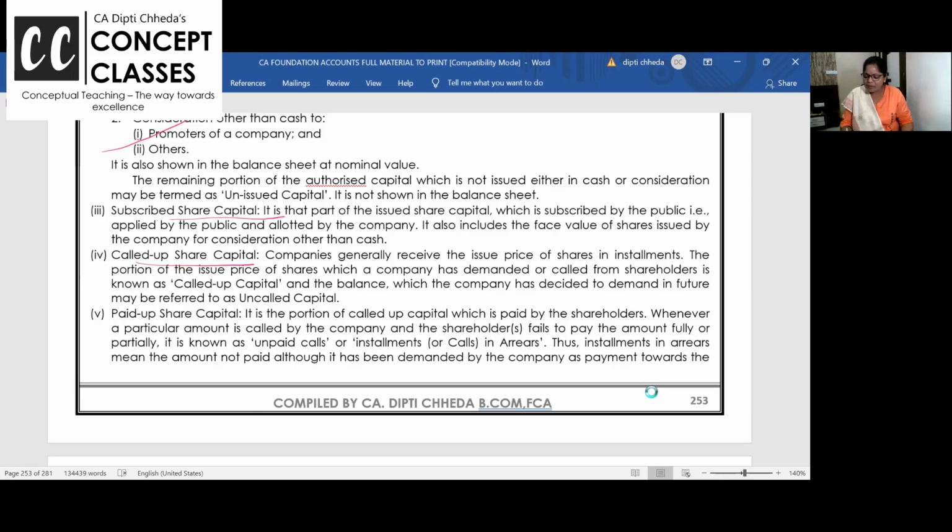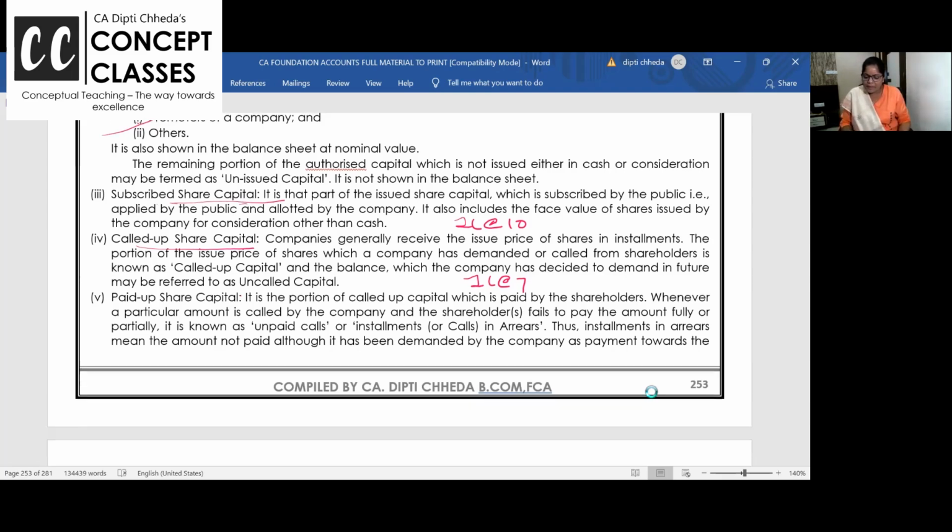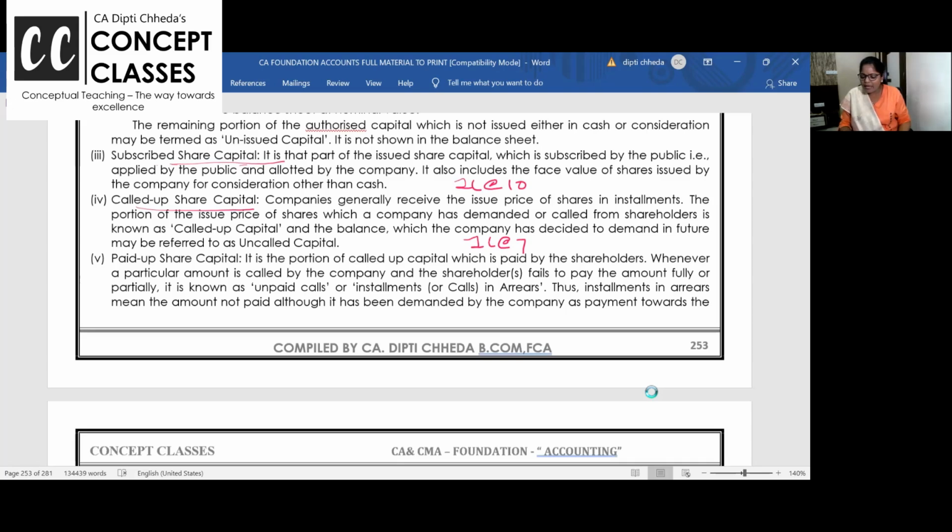Subscribed capital is 1 lakh shares at the rate of 10 each. But can I say 1 lakh shares at 7 only I need? 7 rupees per share only I need right now because my project is at initial stage. 3 rupees call I will make when I need. So out of subscribed, how much I have called from public? 1 lakh shares at 7. Paid up. 1 lakh I have called.